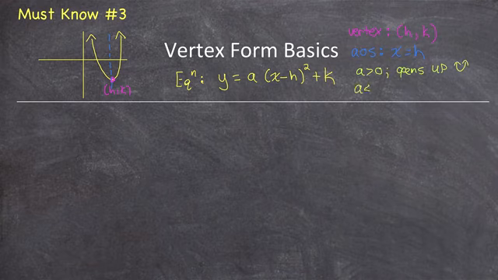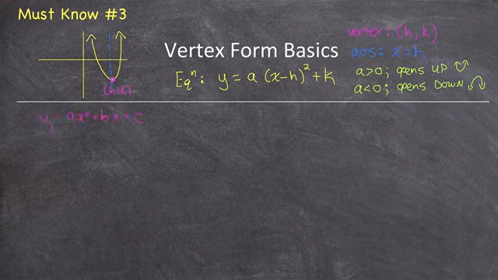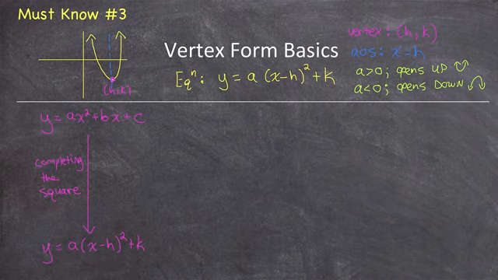And if a is less than 0, the parabola opens down. Now let's say we had a quadratic that was in standard form, and you were interested in the vertex of that parabola. What you could do is convert it to vertex form through a process called completing the square. And let me give you an example of that.